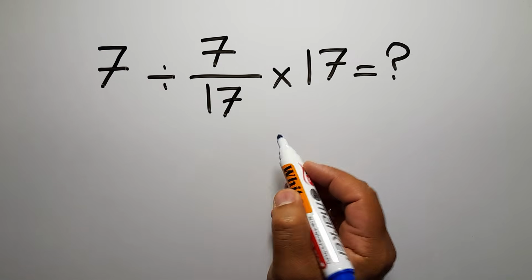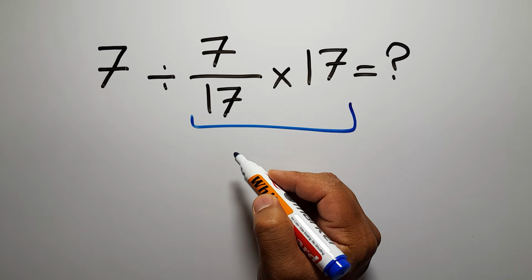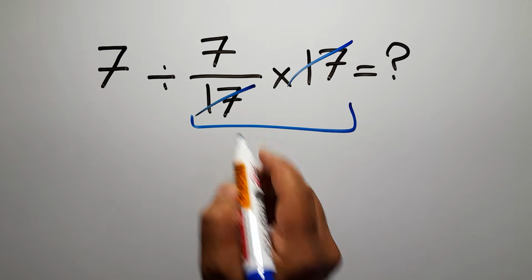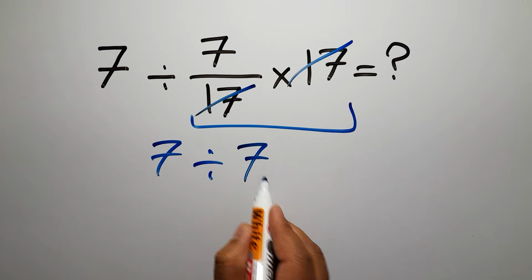First, we do this multiplication, 7 over 17 times 17. We can easily cancel this 17 and this 17, so we have just 7. And 7 divided by 7 gives us 1.